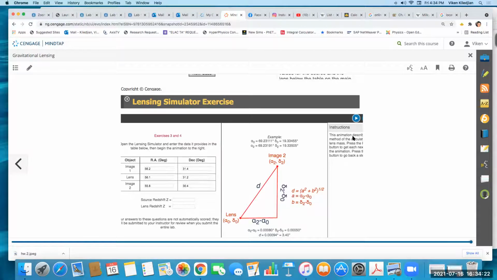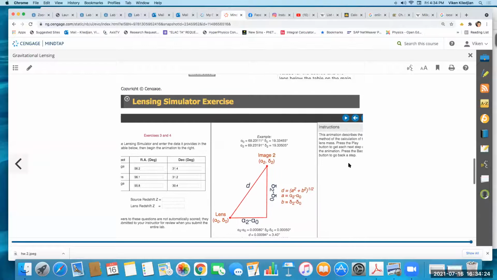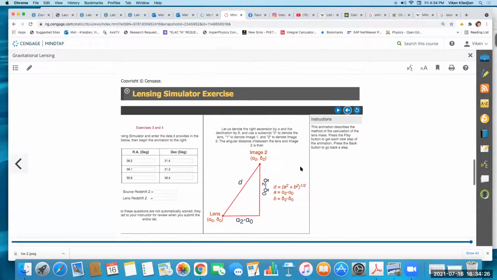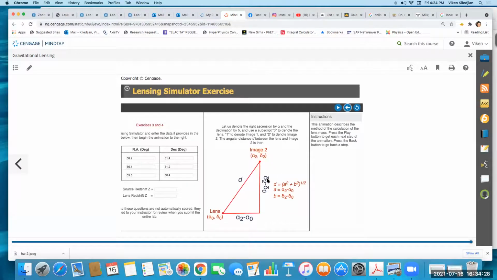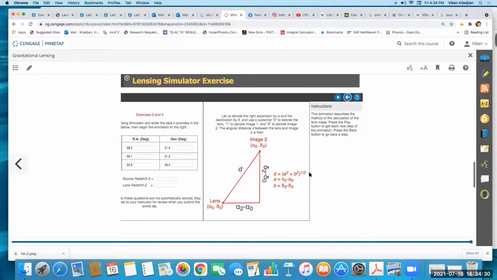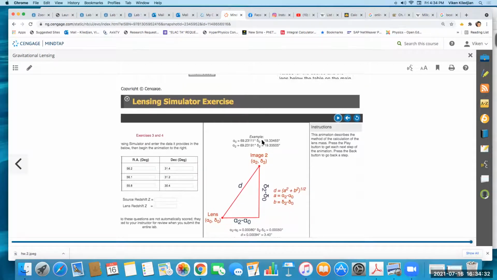They're showing you here actually with an example. So let us denote, okay, first they show you a random one with variables. Then they say, example, let the right ascension of object 2 be 69.23111. Then you're going to subtract delta 2 minus delta 0, this minus this, and this minus this.